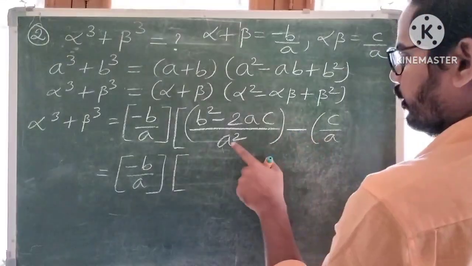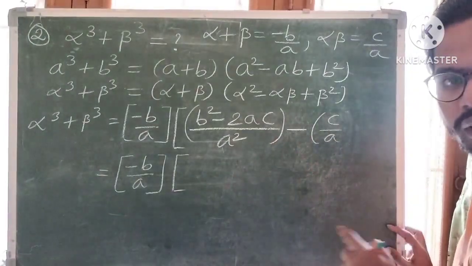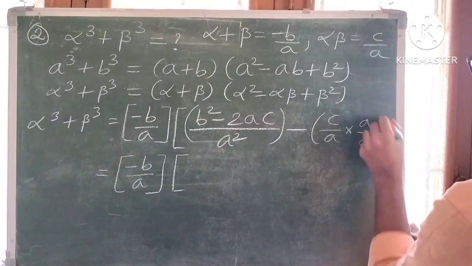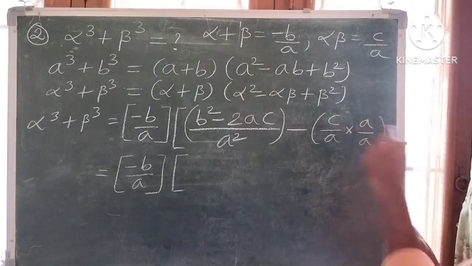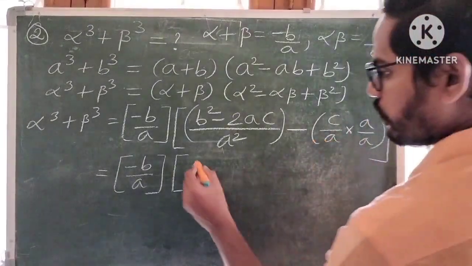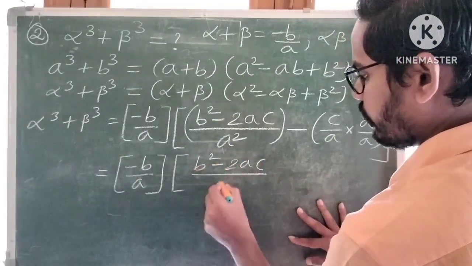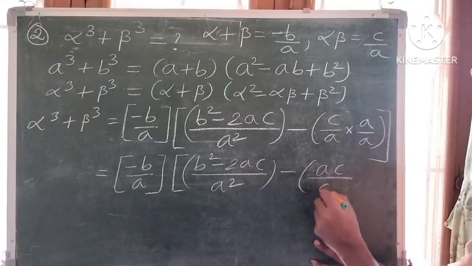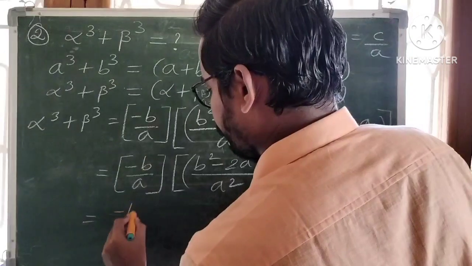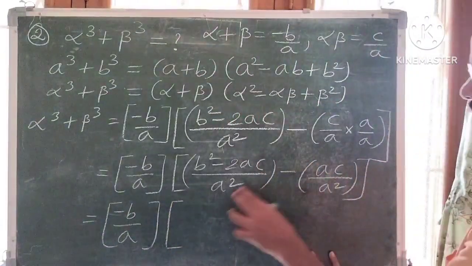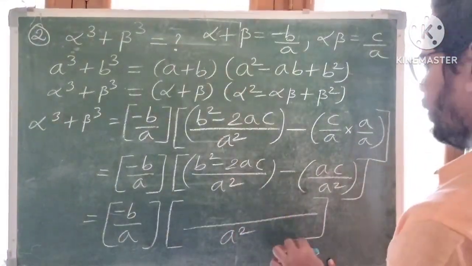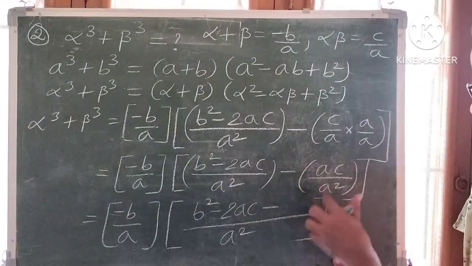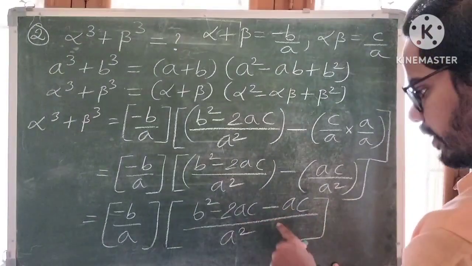Just simplify further: minus b by a into... to make the denominators the same, since one denominator is a square and the other is a, multiply and divide this expression by a. So multiply by a and divide by a: c into a, ac, by a into a square. So (b square minus 2ac) by a square minus ac by a into a square. Now the denominators are the same, so write the common denominator a square and add the numerators. Here we have a subtraction symbol, so b square minus 2ac minus ac, which is b square minus 3ac.